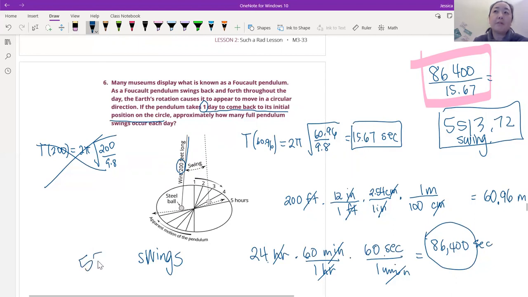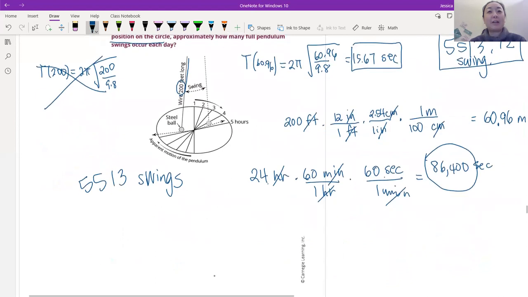5,513 swings. That's a lot of swings for one day. Poor pendulum is probably tired by now. All right. So that's how that goes.